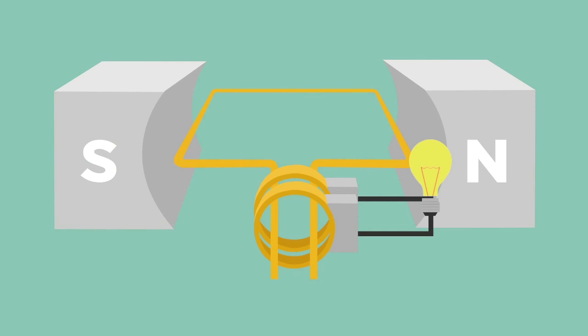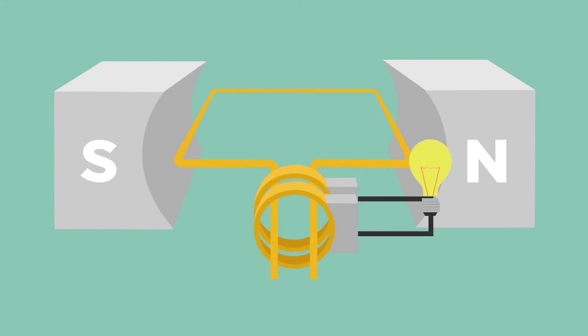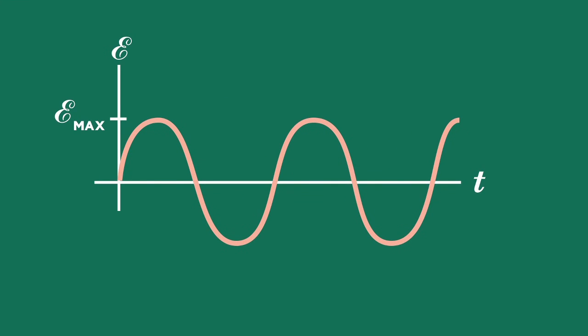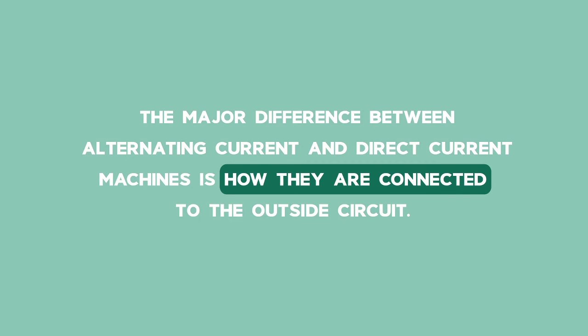In an alternating current motor, the brushes are always connected to the same part of the coil in the motor. The attachment of the slip rings to the armature can be seen in the diagram. As the current direction changes with every half turn, the graph would be seen as a sine graph. The direction change is shown by the graph going below the time axis. The major difference between alternating current and direct current machines is how they are connected to the outside circuit.